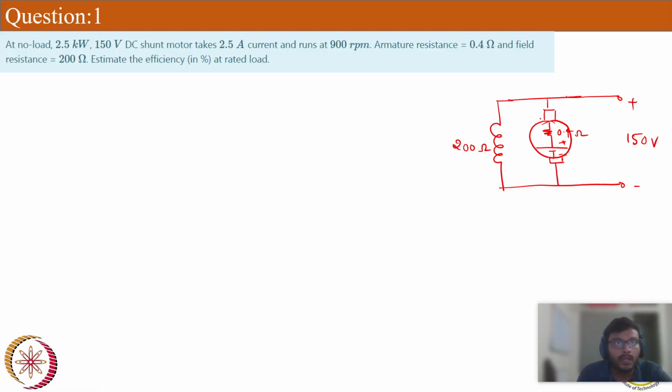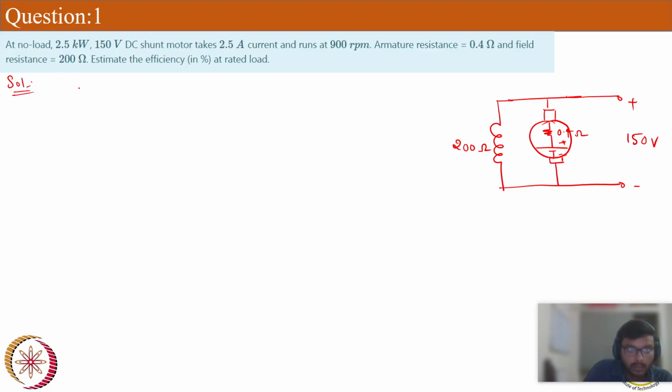And what else is given? The DC shunt motor takes 2.5 amps at no load current and it runs at 900 rpm. That's the no load speed. Now estimate the efficiency at rated load. The data was given at no load and the question asked is to calculate the efficiency at the rated load. Now let's see how we can solve this question. Let's quickly write all the data given here.